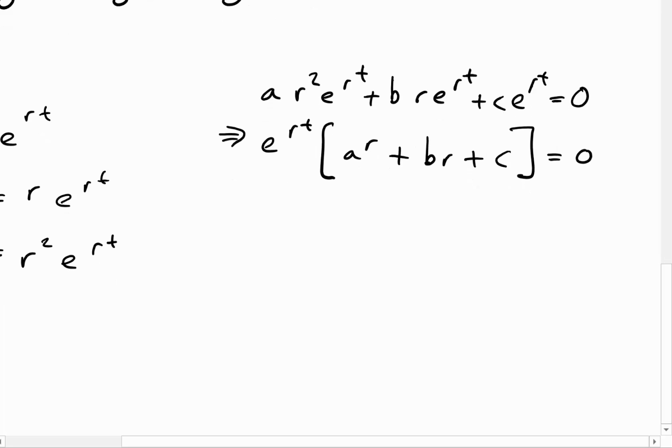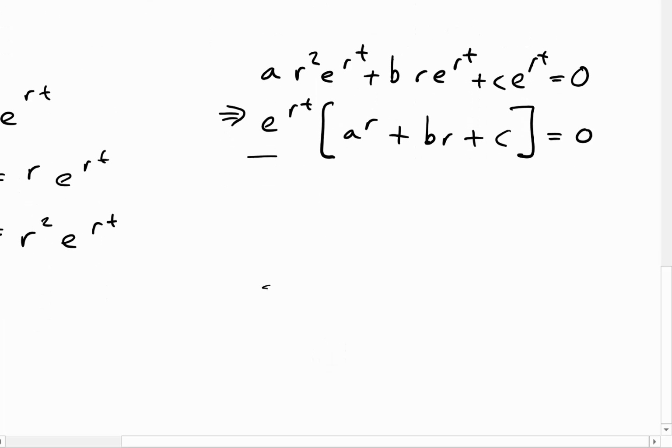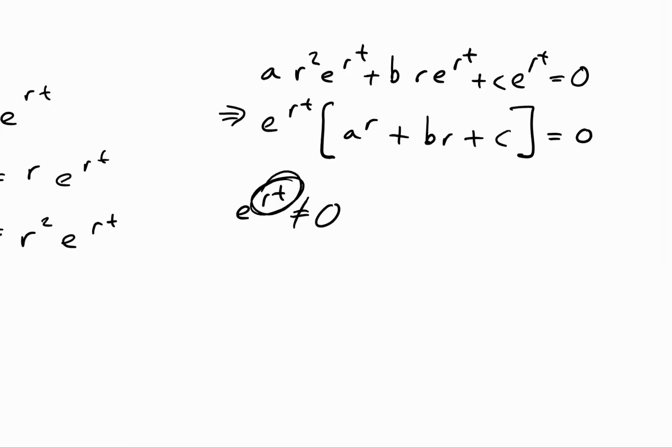Now, e to the rt cannot be equal to 0, because what we're saying here is, what power do we have to raise e to, to make it equal to 0? We know by the power laws that we can never get a 0. It can equal 1 if we raise it to the power of 0, but it will never equal 0. It will never go negative. So therefore, we know that e to the rt is non-zero.